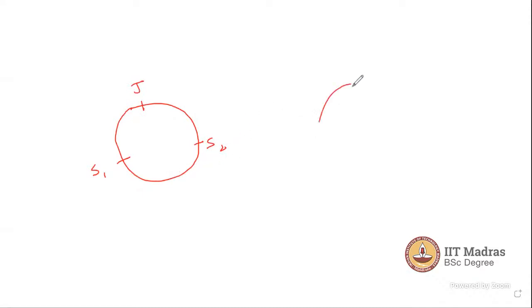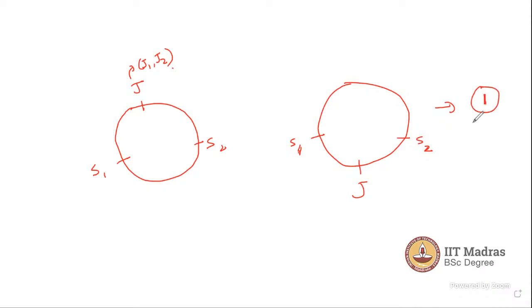S1, S2, S3, and J1, J2. No, first start with just 2 seniors and 2 juniors, where the juniors are placed together. If I place J here or J here, it doesn't matter. They are both the same, right? J is in between S1 and S2. Yes, sir. So the total number of places is 1 here, right? Yes.